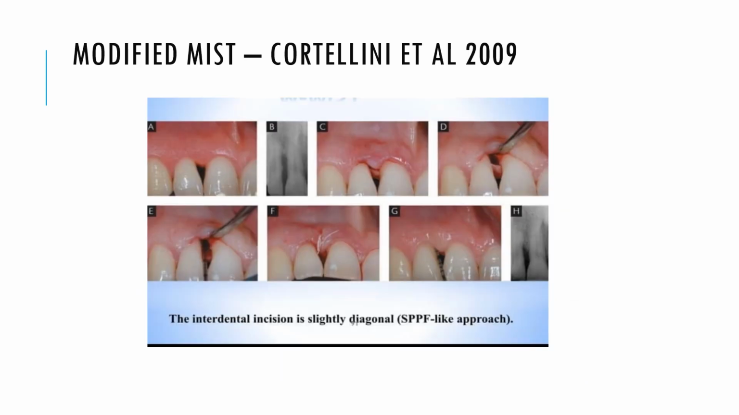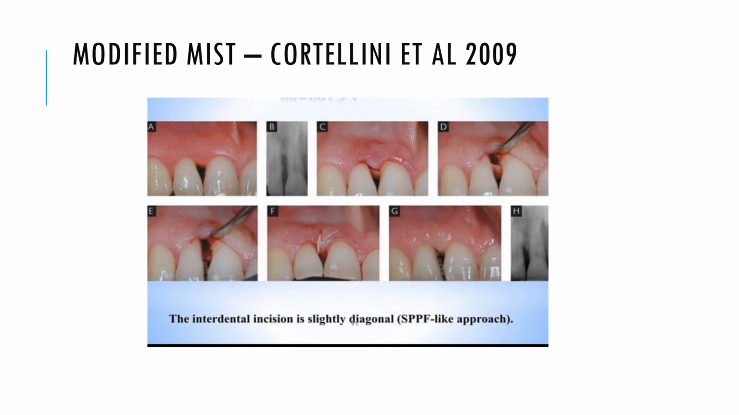Moving on to the modified minimally invasive surgical technique, which was given by Cortellini and Tonetti in 2009. This technique involves giving only the buccal intracrevicular incisions along the interdental papilla. A horizontal incision connects the intracrevicular incisions. Surgical access is gained through a small buccal window. A tiny buccal triangular flap is elevated, preserving the supracrestal attachment.